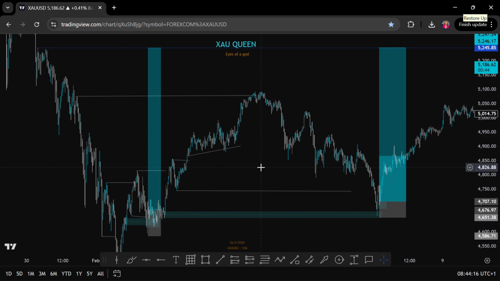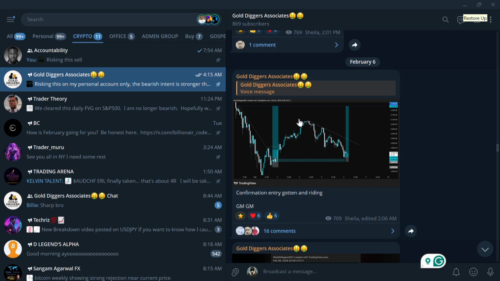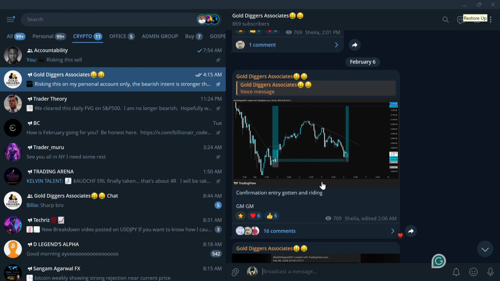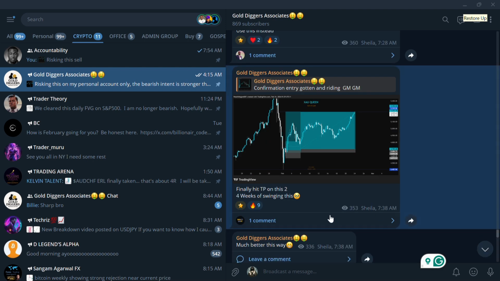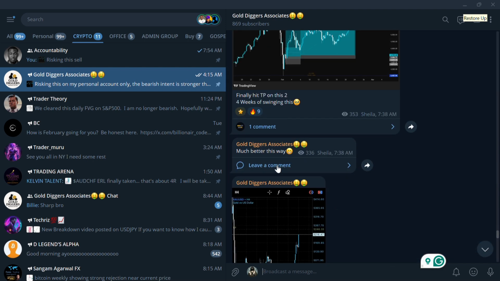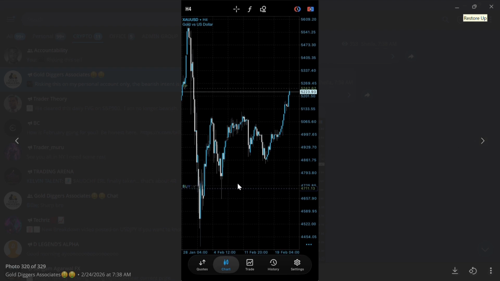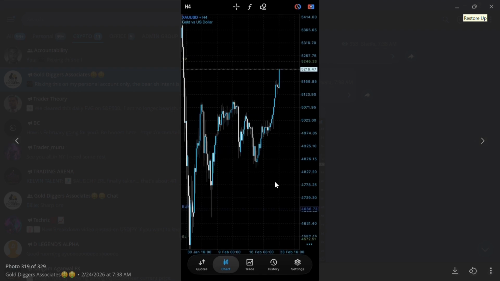I shared it in my Telegram community. Let me show you. Okay, so this was the trade. This was the first one. This was the second one at entry. I told them to enter with confirmation and I said confirmation entry gotten. And then this was when the trade hit TP. You can see I took the trade. This is my MT5. I held this trade for 4 weeks. This is the MT5 for the first one, and this is for the second one here. So yeah, I made good profits from these two trades.